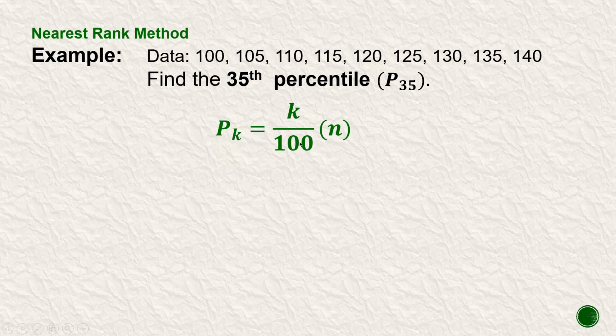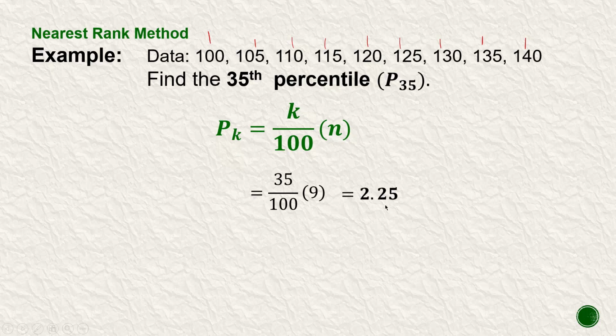So the 100 is because we're solving for the 35th percentile. So percentile means we divide the set of data into 100. So first thing we need to do is, of course, arrange the data in ascending order, meaning from lowest to the highest. So we have here 100, 105, 110, etc., until 140. So the k here is 35, n is the number of data that we have here. Let's count that. So for 100, that's 1, 2, 3, 4, 5, 6, 7, 8, 9. So you have 9. So now it's going to be like this. So 35 over 100 times 9, and the answer is 2.25.